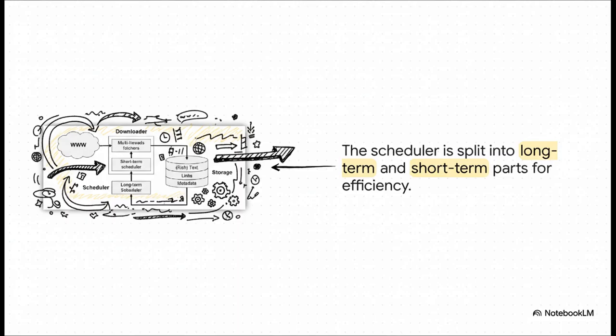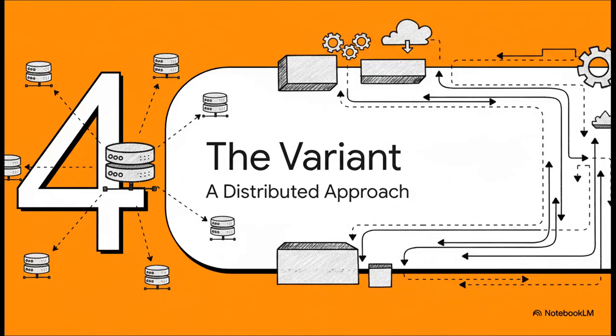Now, of course, it gets a little more sophisticated than that. To be really efficient and polite, which basically means not hammering any single website with too many requests all at once, the scheduler often gets split into two. You can have a long-term scheduler that's making the big picture decisions, and then a short-term scheduler that handles the immediate what's-next queue. It's kind of like having a master planner for the whole project and then a shift manager making sure the day-to-day work gets done smoothly.